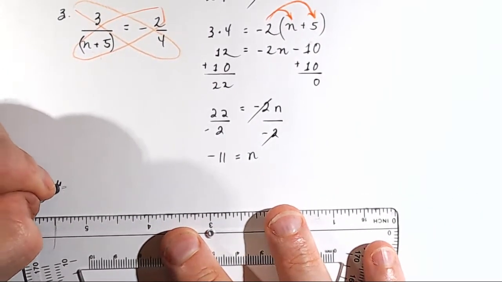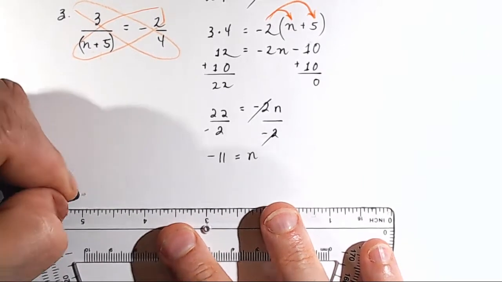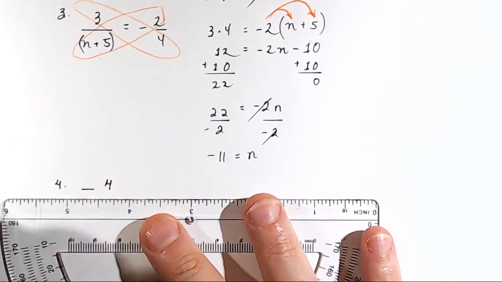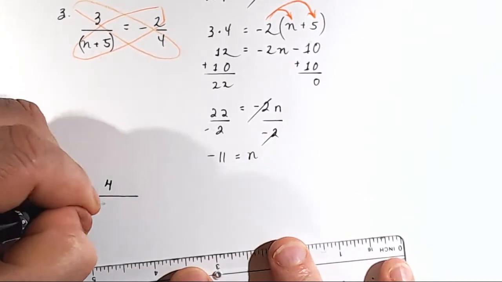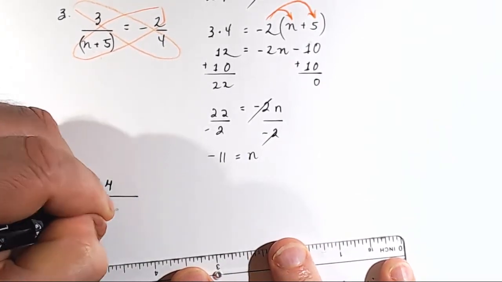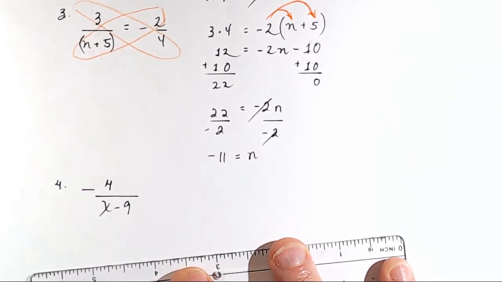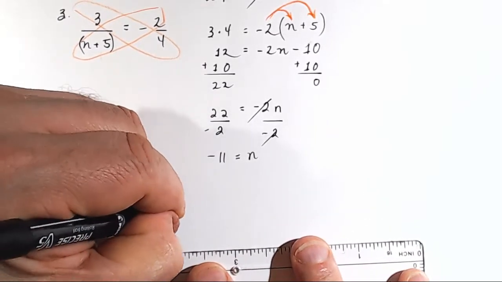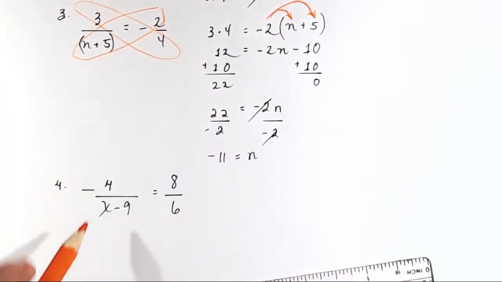Number 4, we have negative 4 over x minus 9 equals 8 over 6. Okay, butterfly.